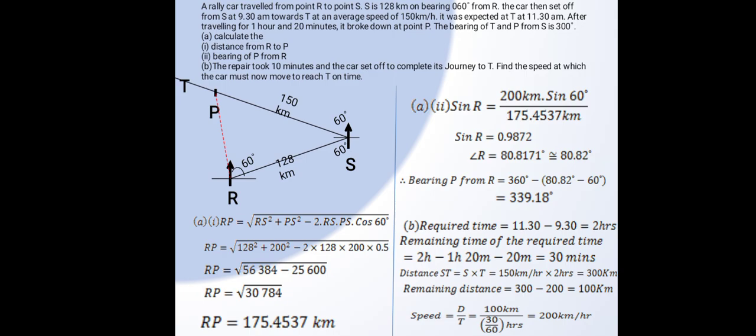Now the remaining distance. So far the car has covered 200 kilometers out of the 300 kilometers intended to reach destination T. So what remains is 100 kilometers, and it has a time of 30 minutes. So speed is equal to distance over time. So 100 kilometers divided by 30 minutes, we get that the car should travel at 200 kilometers per hour in order to reach T at 11:30 a.m. as intended.